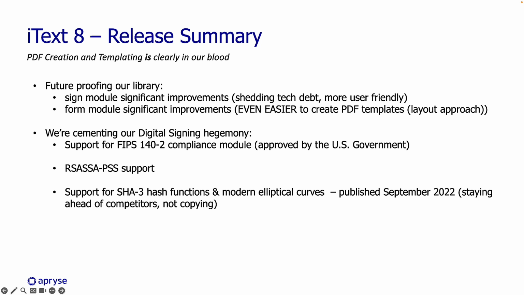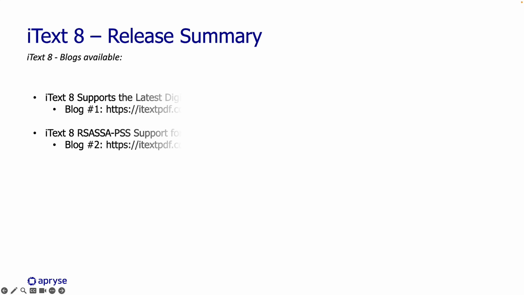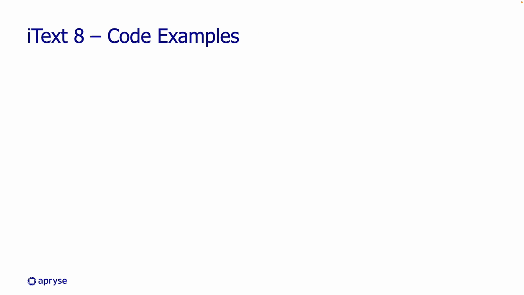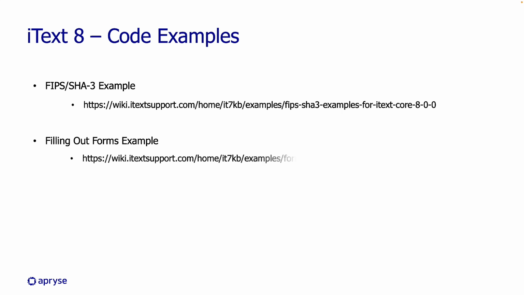Oh, and one final note, we now have iText 8 blogs available specifically, as you can see here, for digital extensions, as well as the new security support for digital signatures. Okay, now let's go through a couple of code examples specifically for FIPS and SHA3, followed by our filling out forms example. Oh, and just a quick note here that all of the following sample code we're about to see is available on our iText knowledge base, both in Java as well as .NET.